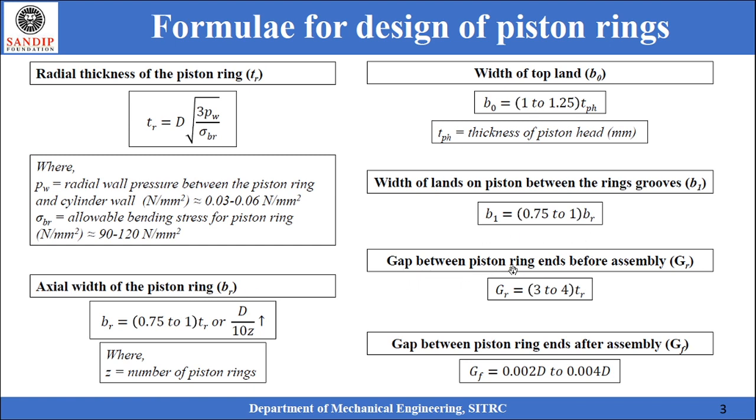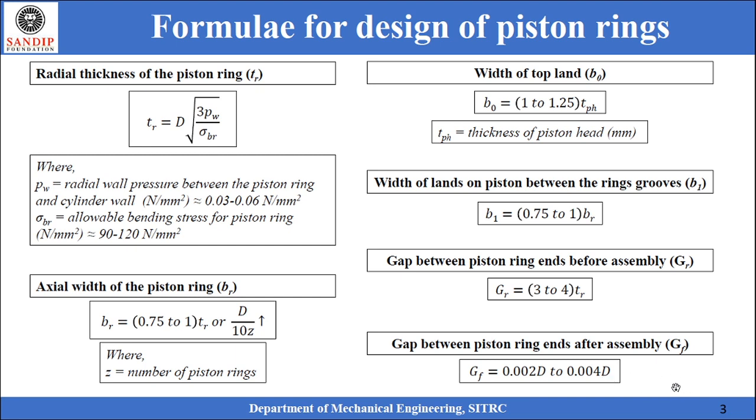The gap between piston ring ends before assembly is denoted by capital GR, and it is taken as 3 to 4 times TR, that is radial thickness of the piston ring. The gap between piston ring ends after assembly is denoted by capital GF, and it is taken as 0.2% to 0.4% of the bore diameter.